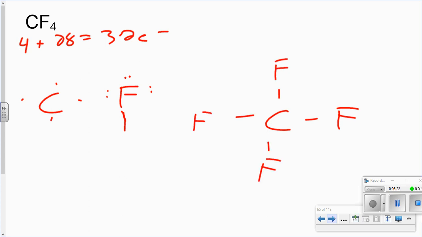So far I've drawn 8 electrons: 2, 4, 6, 8. Remember, a line represents a pair of electrons. It also represents a bond, too. I don't know if you picked up on that. Give everything an octet.